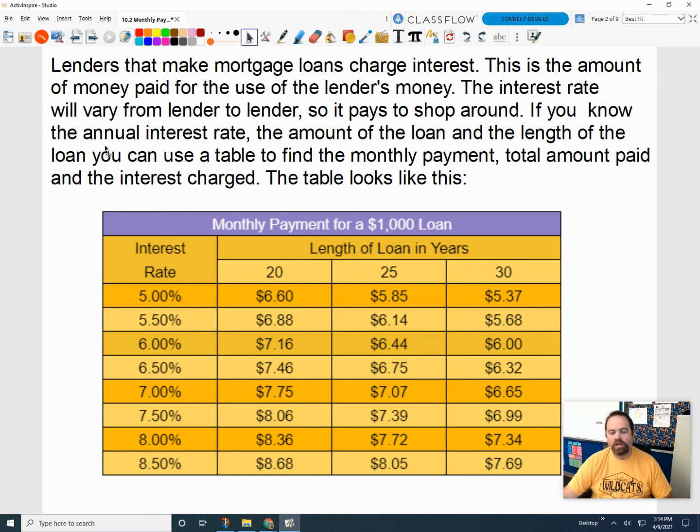So keep that in mind, though. When you buy a house, it's an investment. You're going to be paying on it for a while. You're going to be living in it for a while. It's worth it, in my opinion.